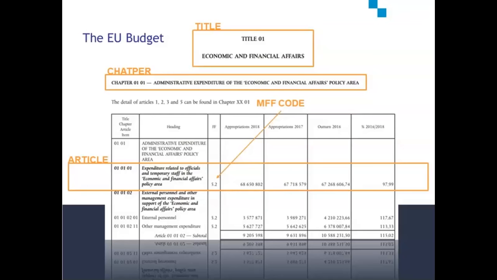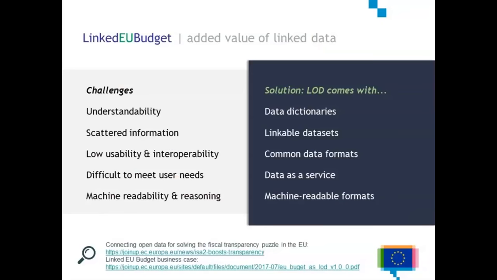16. We also see in the PDF where this screenshot comes from that the MFF, so the code of the multi-annual framework, is indicated, and then you can find back the information about that code online. I will show you later where you can find that information. So that's traditionally how the EU budget was already published. Of course, there are some limitations with this traditional way of publishing budgets.